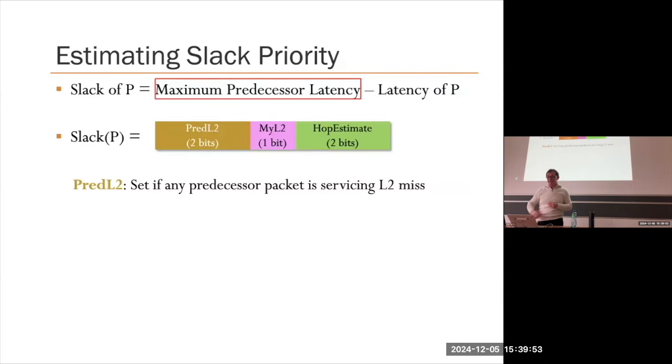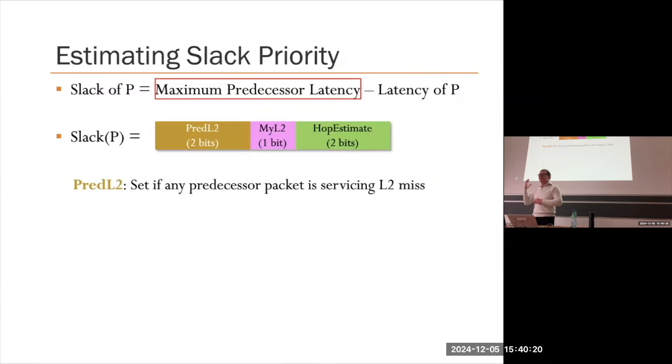So what we do is this predicted L2 miss is set if any predecessor packet is servicing an L2 miss. But you may not know that information unless there's communication that has happened from the destination L2 cache slice back to the processor. So you need to predict whether something is an L2 miss. So this is an area where predicting whether you will have an L2 miss will help.